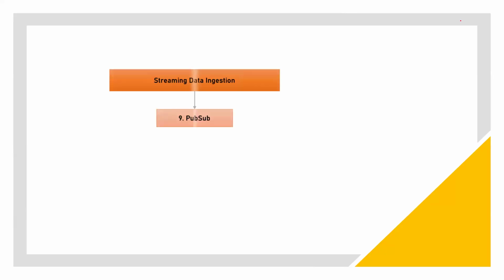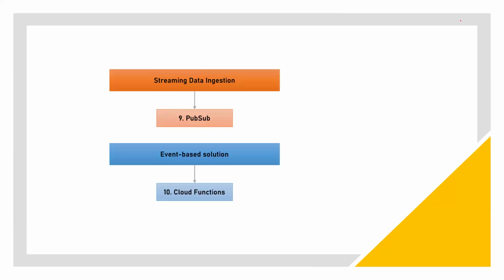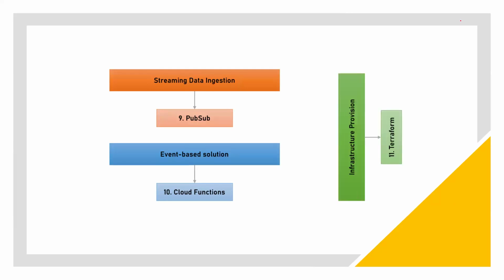And for streaming data ingestion, we are learning about Pub/Sub. For event-based solutions, we are learning about Cloud Functions. For infrastructure creation, we are learning about Terraform. So here 9, 10, 11, here 3.